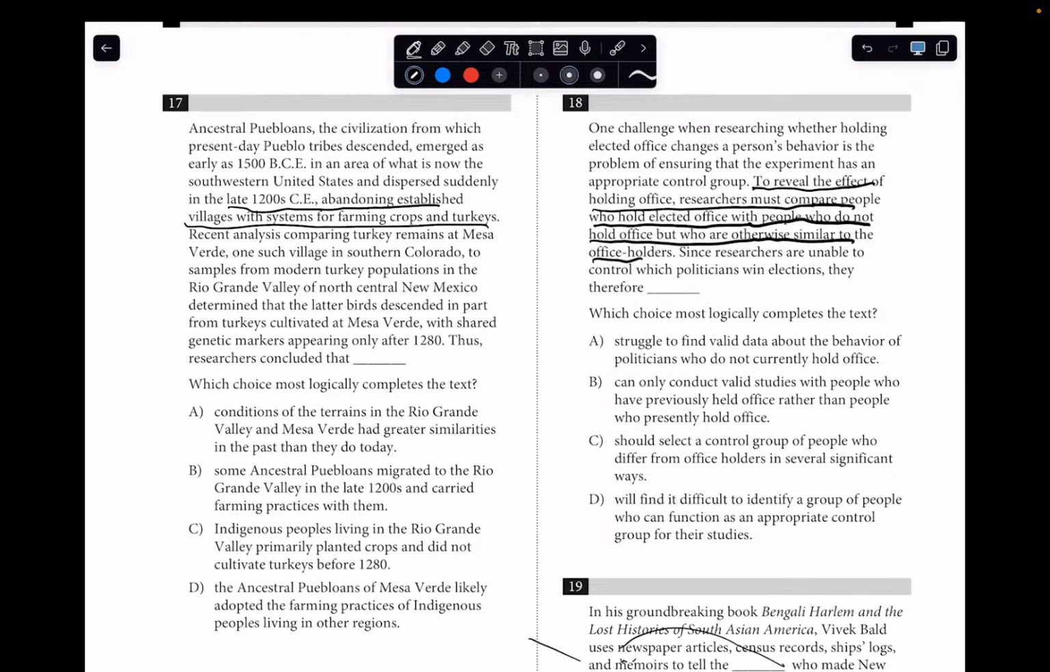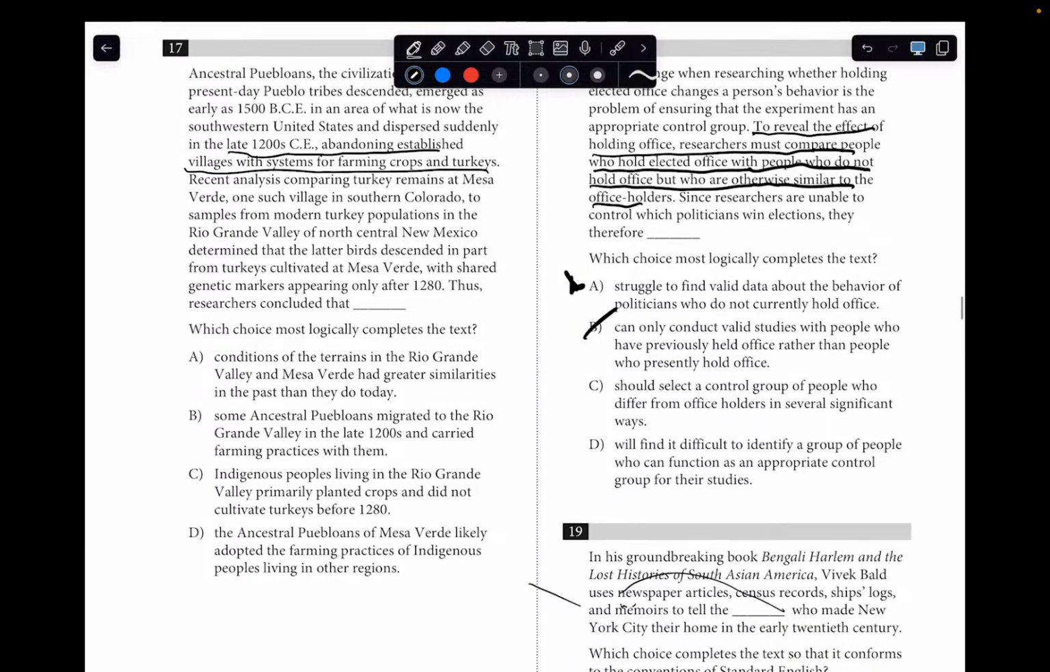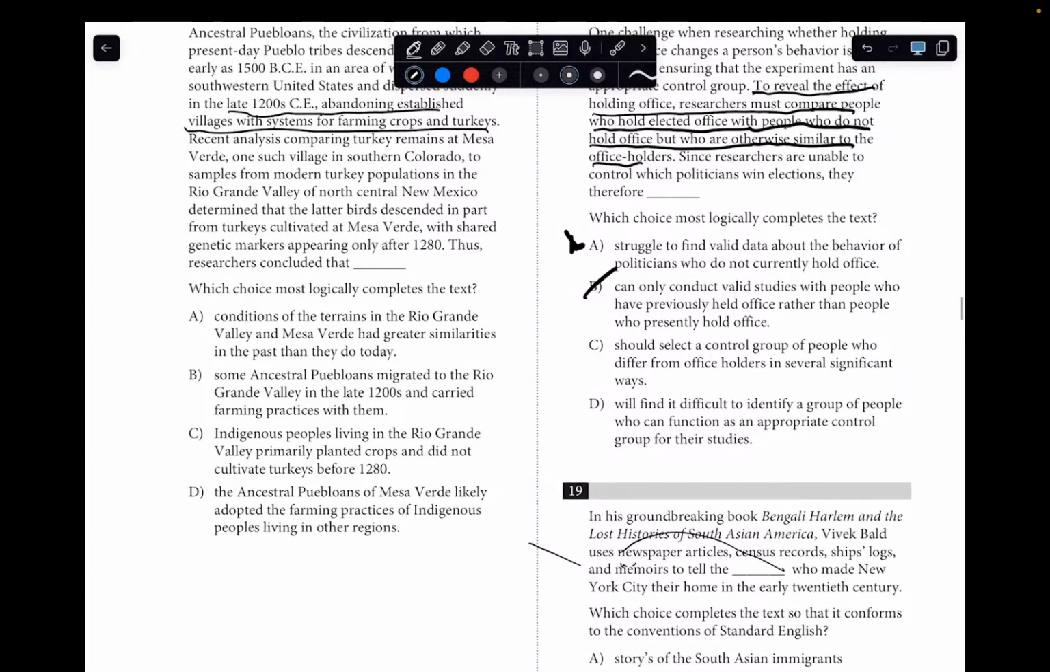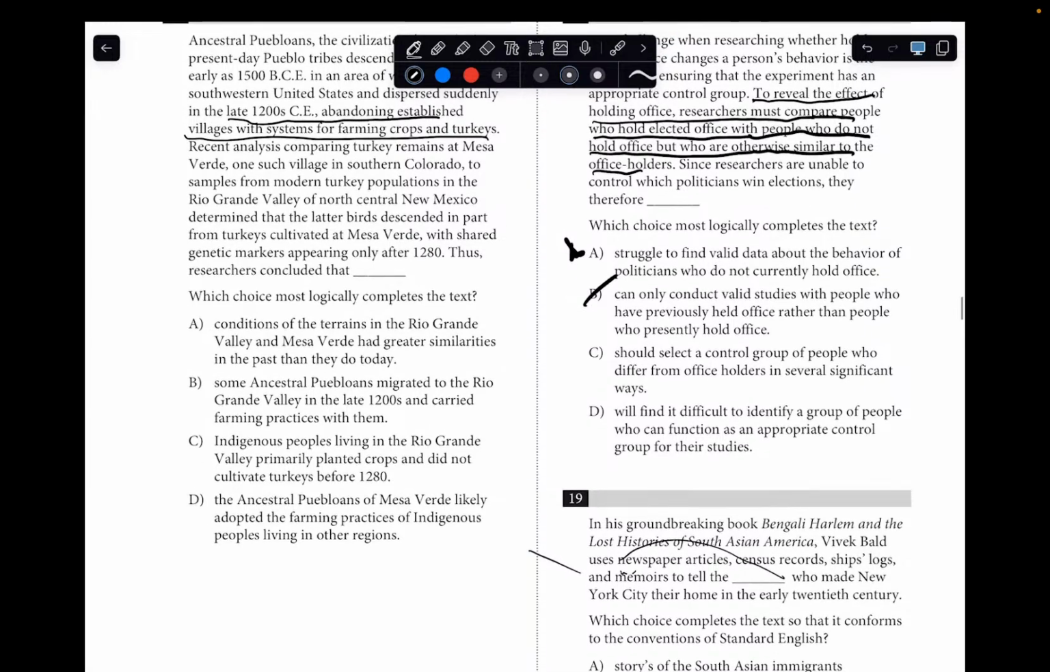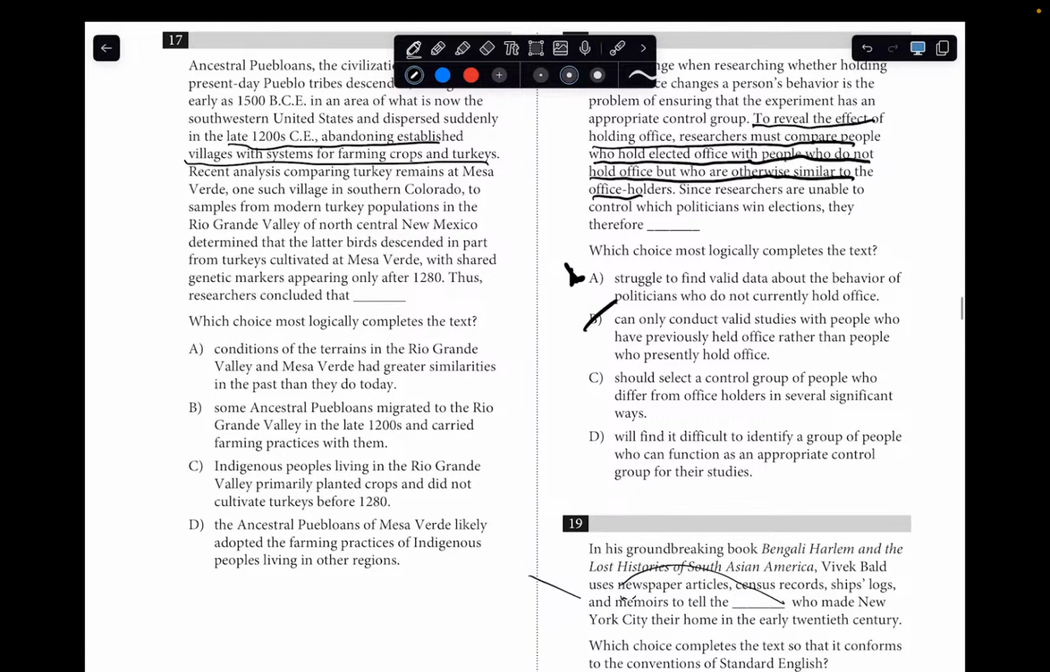A, struggle to find valid data about the behavior of politicians who do not currently hold office. That's plausible. We'll come back to that. B, can only conduct valid studies with people who have previously held office rather than people who presently hold office. Maybe, but I think that's kind of a stretch. There's no reference in the passage to whether they were holding office presently or previously. C, should select a control group of people who differ from office holders in several significant ways.